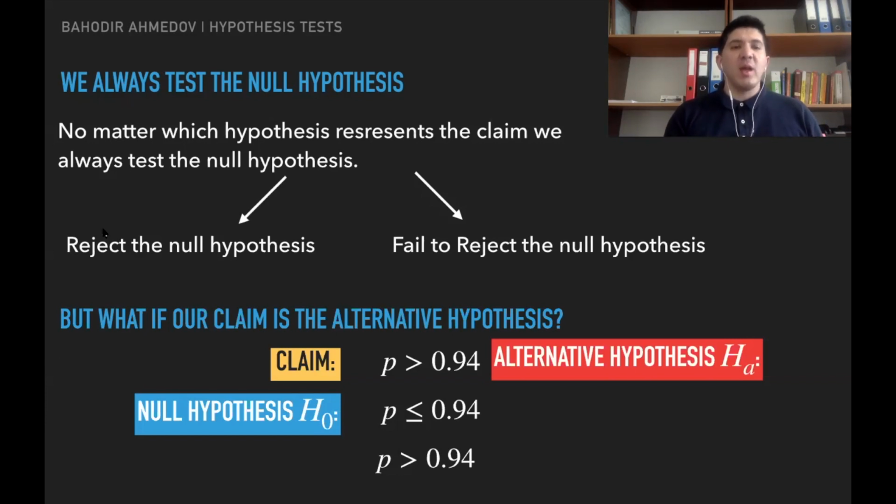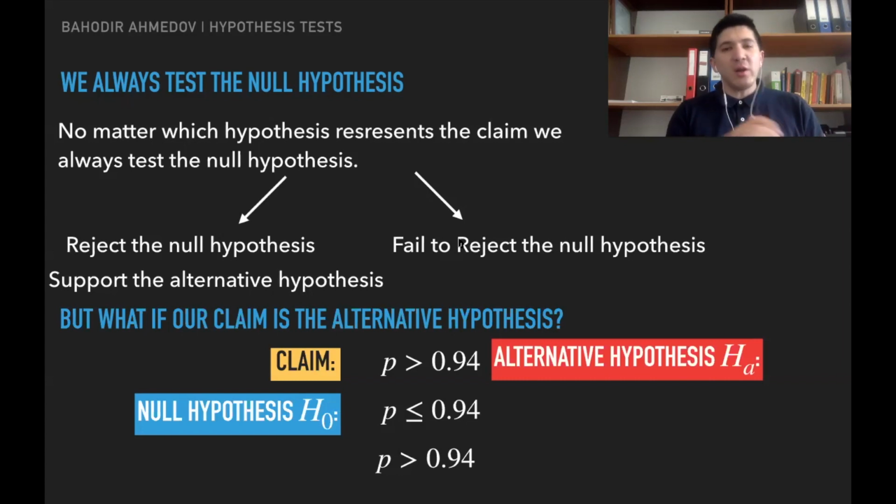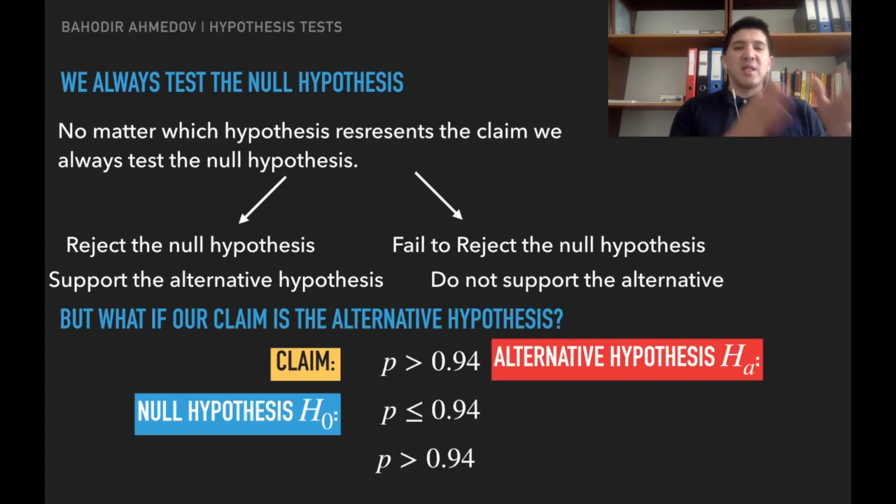For example, if you conclude that you have to reject the null hypothesis, then its opposite, which is the alternative hypothesis, should be supported. If you test the null hypothesis and you fail to reject it, it's okay with the null hypothesis. It means that its opposite, the alternative hypothesis, should be rejected, right? Or should not be supported. So in general, just testing the null hypothesis is enough for us to know everything about the alternative hypothesis as well.